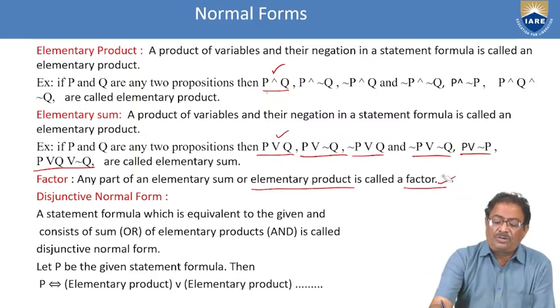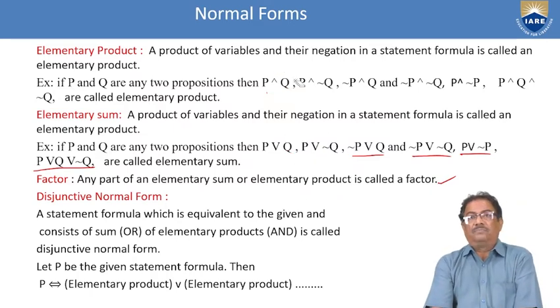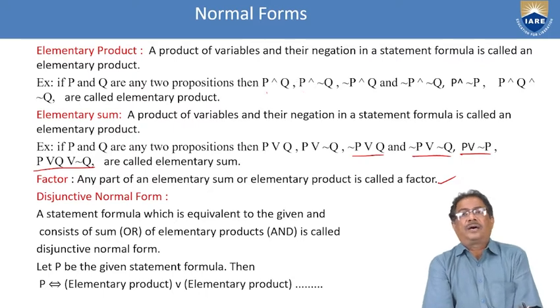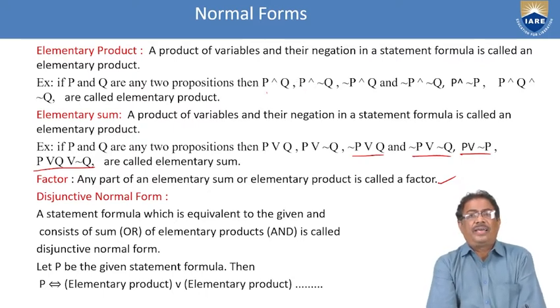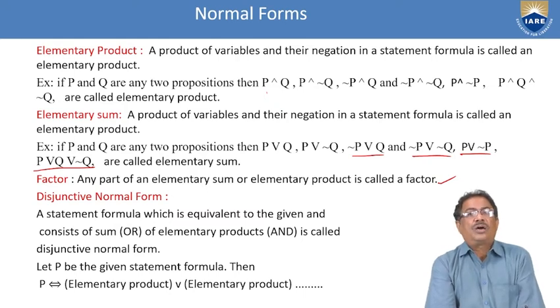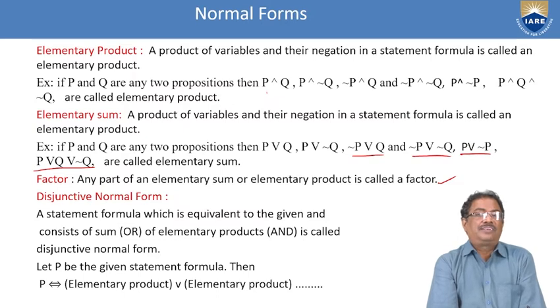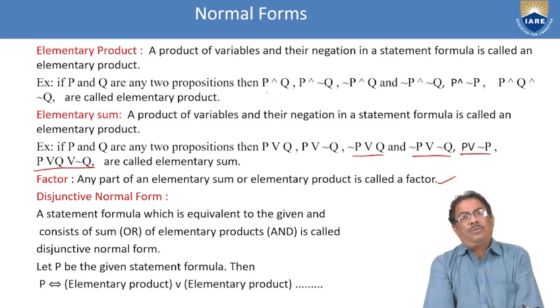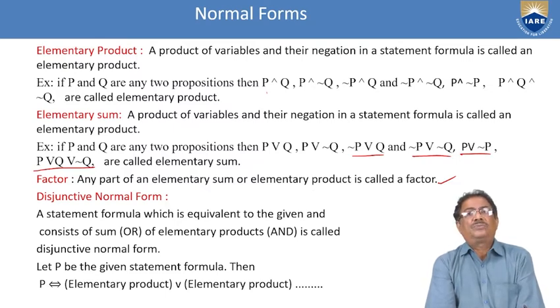Now so far we are not going to discuss what normal forms are. Normal forms are broadly classified in 4 ways. One is disjunctive normal form, conjunctive normal form, principal disjunctive normal form, and principal conjunctive normal form. Now we are concentrating on one after the other. So elementary products we are considering, elementary sums we are considering.